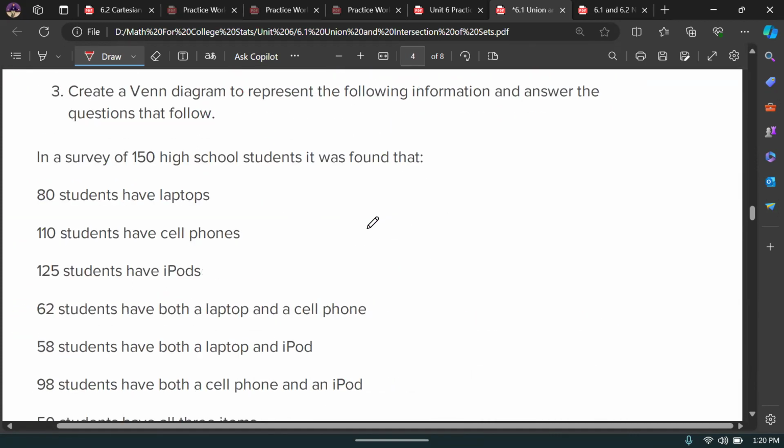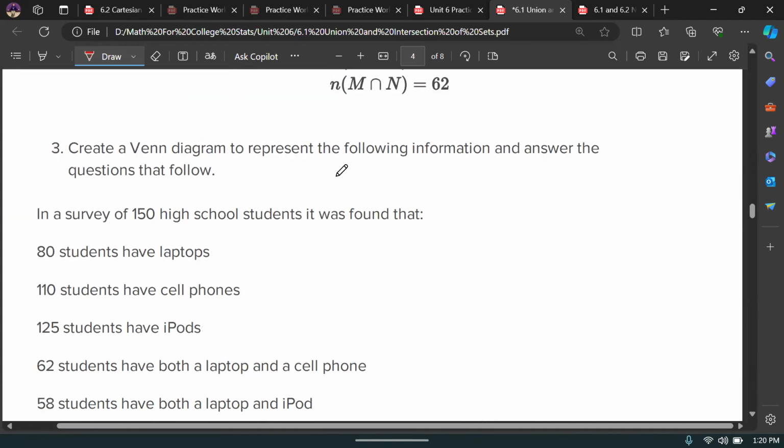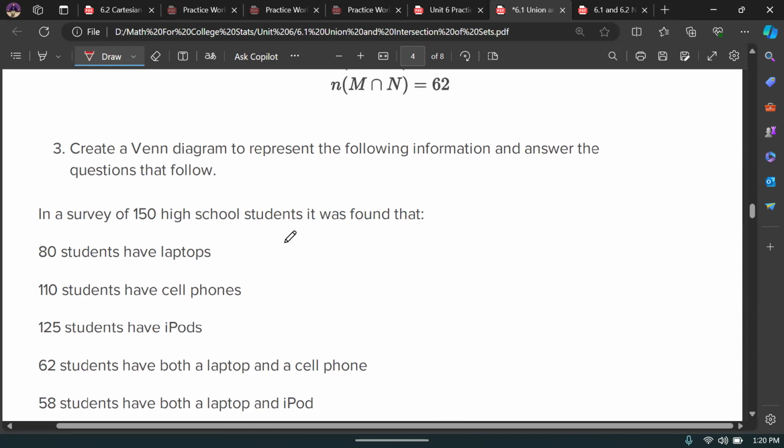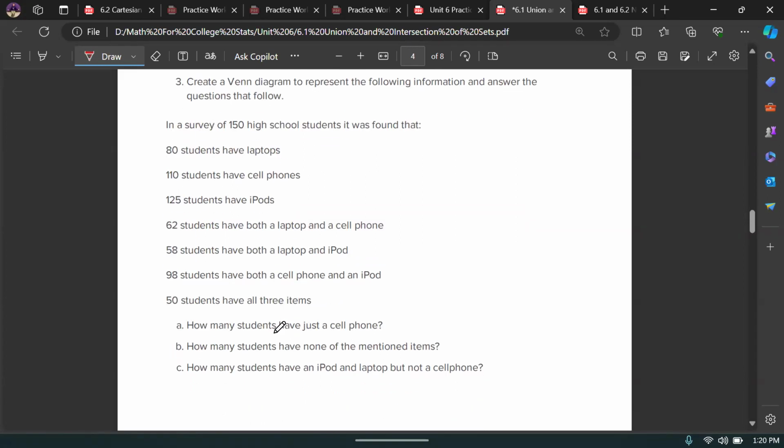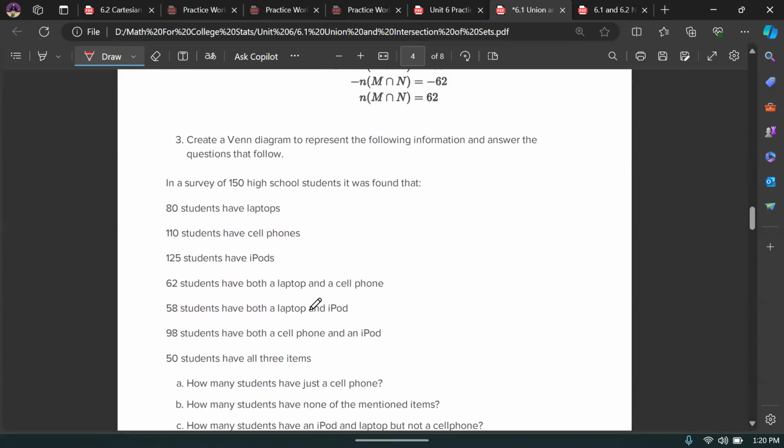All right. Create a Venn diagram to represent the following information and answer the questions that follow. Okay. All right. So this one's big, right? 150 high school students, 80 have laptops, 110 have cell phones, and 125 have iPods. All right. And then we have both laptop and cell phone, both laptop and iPod, both cell phone and iPod. And we have 50 with all 3. This is a triple Venn diagram.